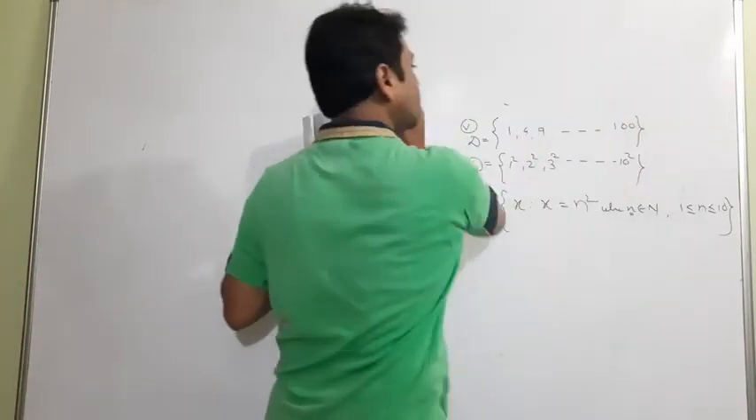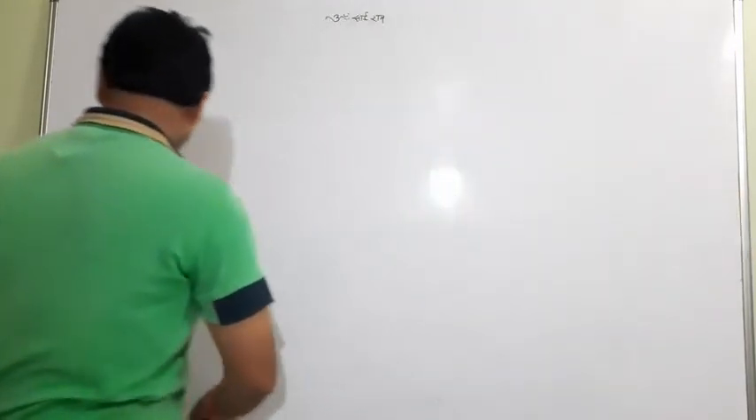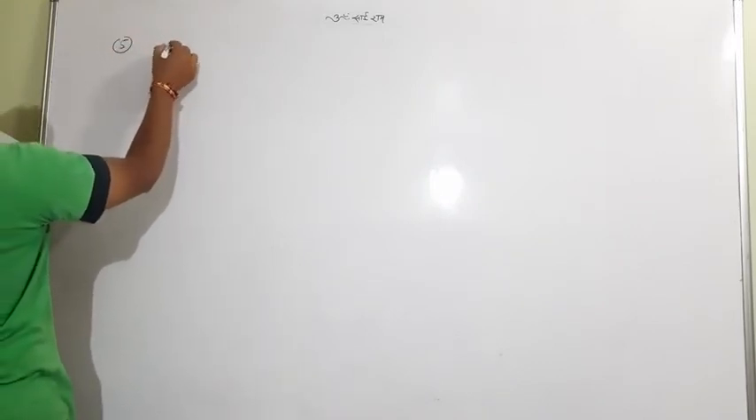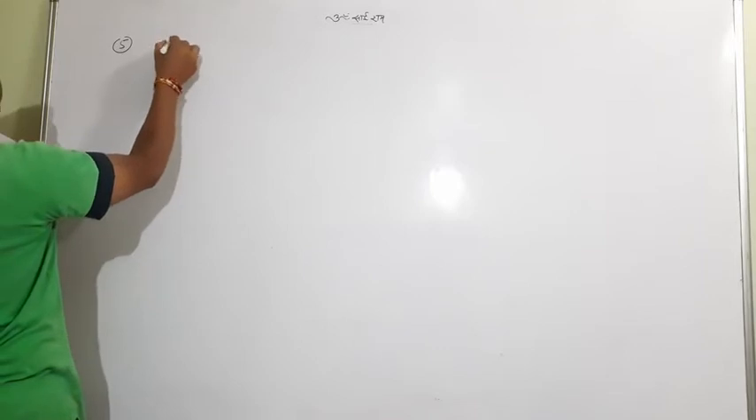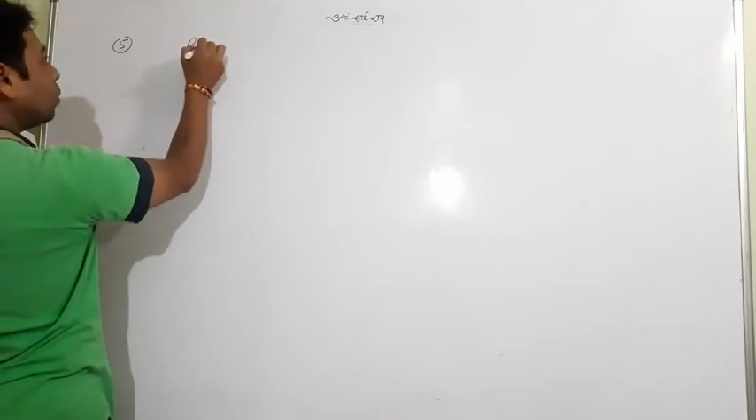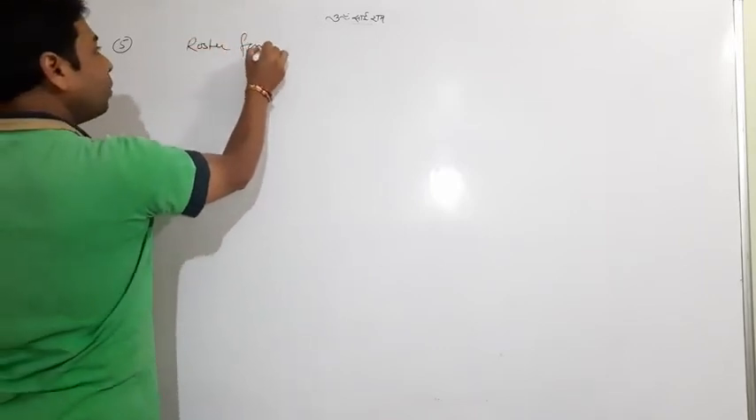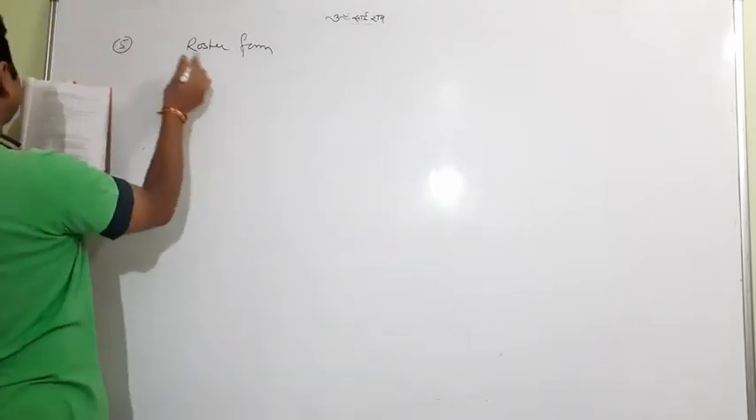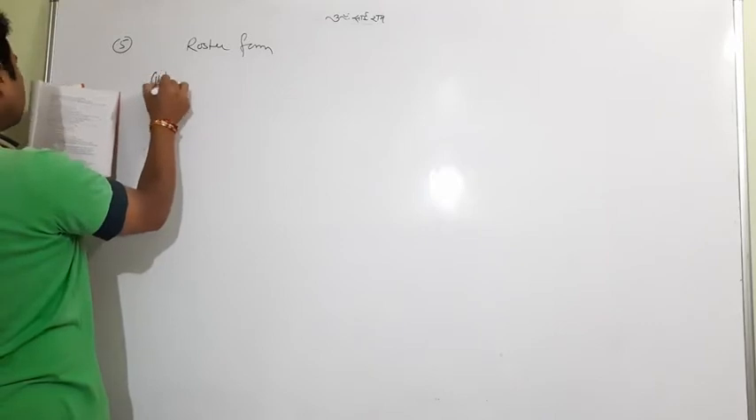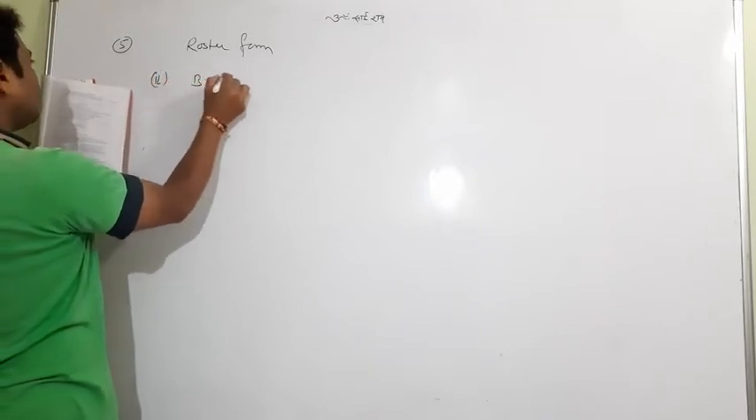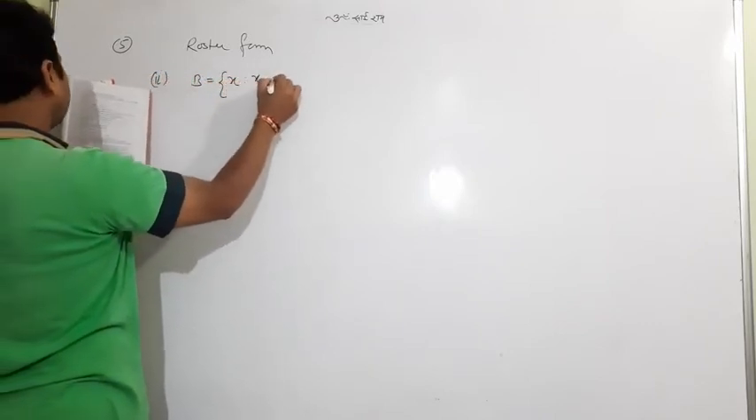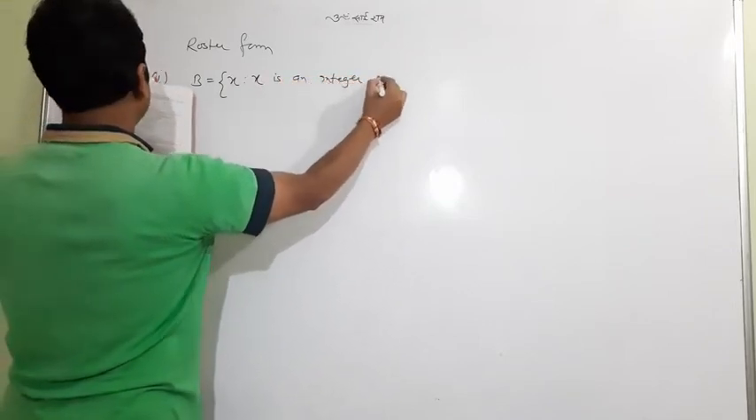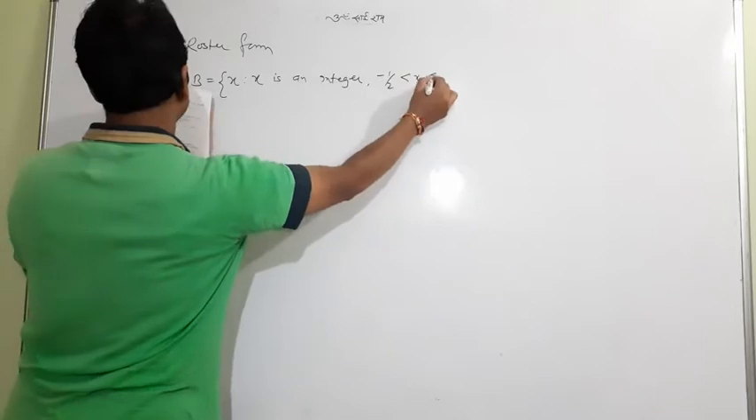The next thing is question number 5. Question number 5 says list all the elements of the following set, meaning we just have to go with the roster form again. List all the elements, meaning you have to form the roster form. We have a few questions, but I'll just take question number 2, where B is equal to x such that x is an integer and 1/2 less than x less than 9/2.